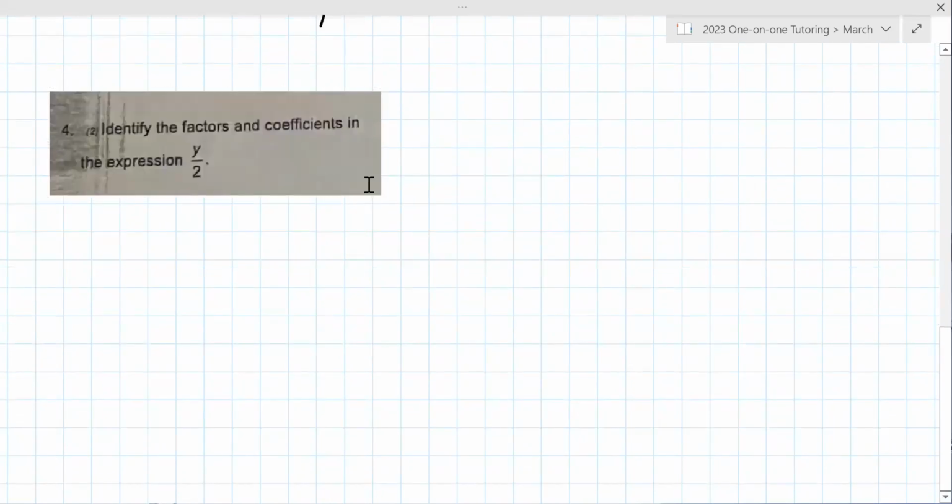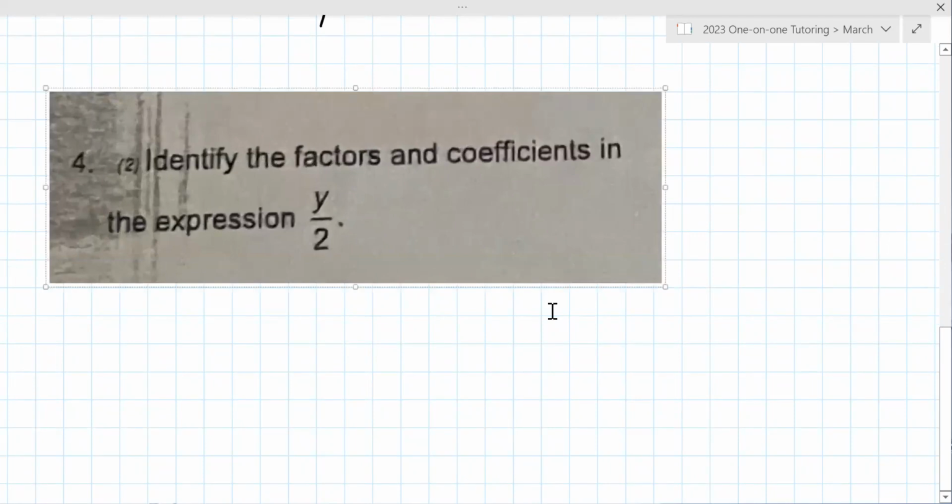All right, identify the factors and coefficients in the expression y divided by 2. So the coefficient would be, or the factor would be, y. The coefficient is for sure 1/2. What I'm not sure of is why they're differentiating. The whole thing is an expression. Why is the variable the factor and 1/2 the coefficient? I'm not sure what they mean by factors here.